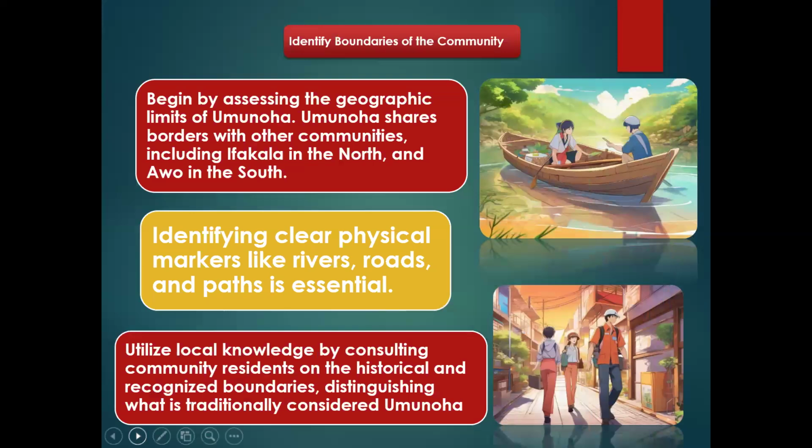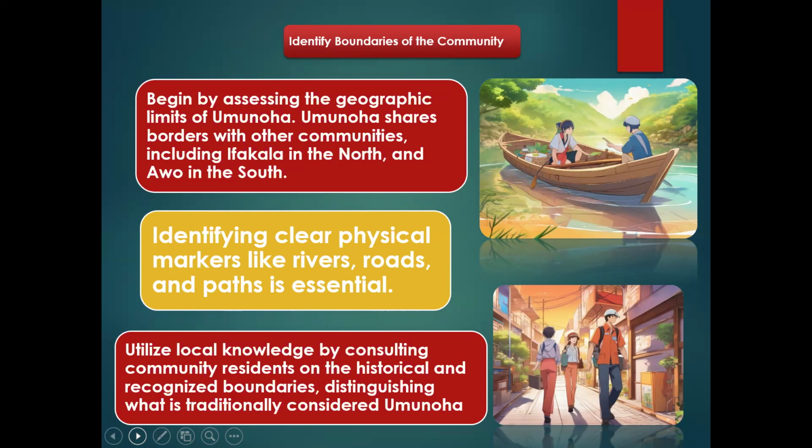The next is identification of boundaries of the community. Remember, you have already acquired a lot of information from the local health authority. Now you also have to make your own boundaries so that once you are done with the study, you can make generalization that this study is only pertinent and inference for this particular community. So that's why you need to go around a lot in that community to make sure that you cover the community. Begin by assessing the geographical limits of Umunoha.